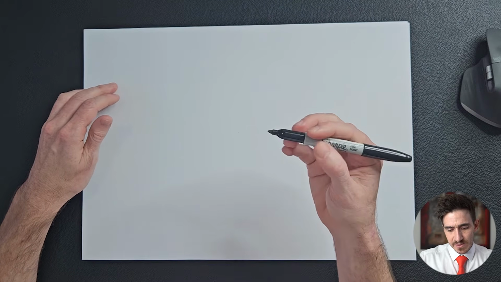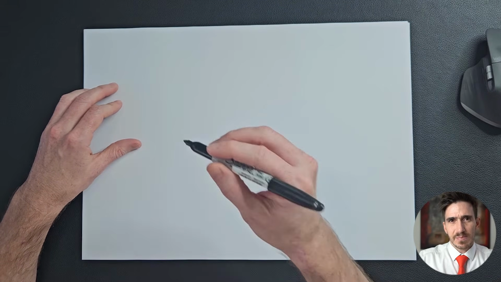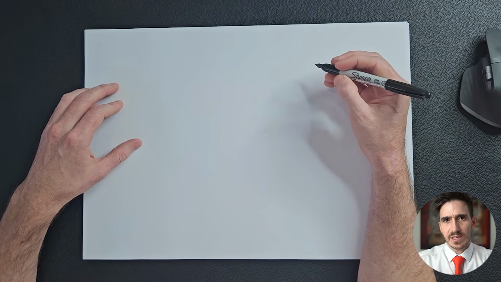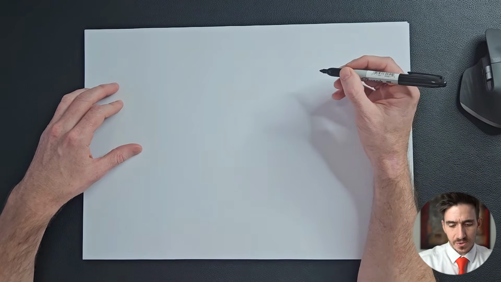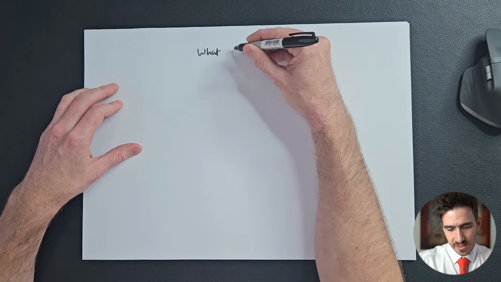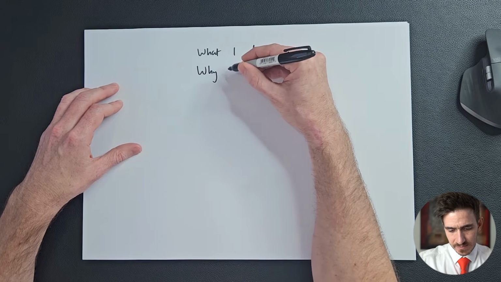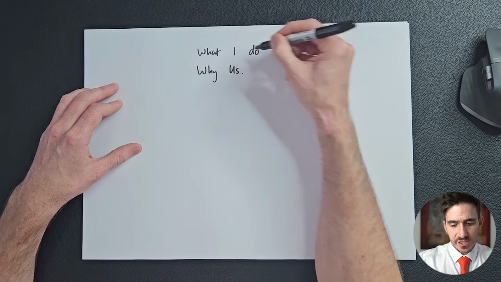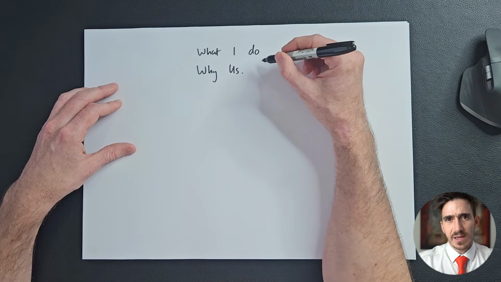So think of this as a bit of a structure. You don't need all of these headings, but having these headings is a great way to help you think, what could I actually do? One thing we like to do is start with what I do, why us. What do you actually do? What is the value you provide, and who do you help?